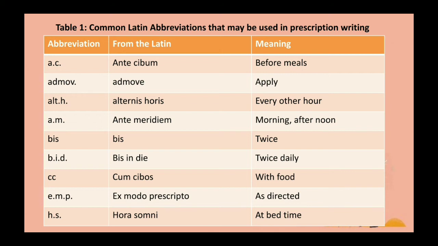A.C., that is ante cibum, means before the meal. Then ad, that is ad, which means apply. Then alt h, that is alternis horis, which means every other hour. Then A.M., that is ante meridiem, which means morning. Then bis, from the Latin word bis, it means twice. Then BID, that is bis in die, twice daily. CC, cum cibos, means with food. EMP means ex modo prescripto, as directed. HS means hora somni, that is at bedtime. So there are many abbreviations which are used in prescription writing.